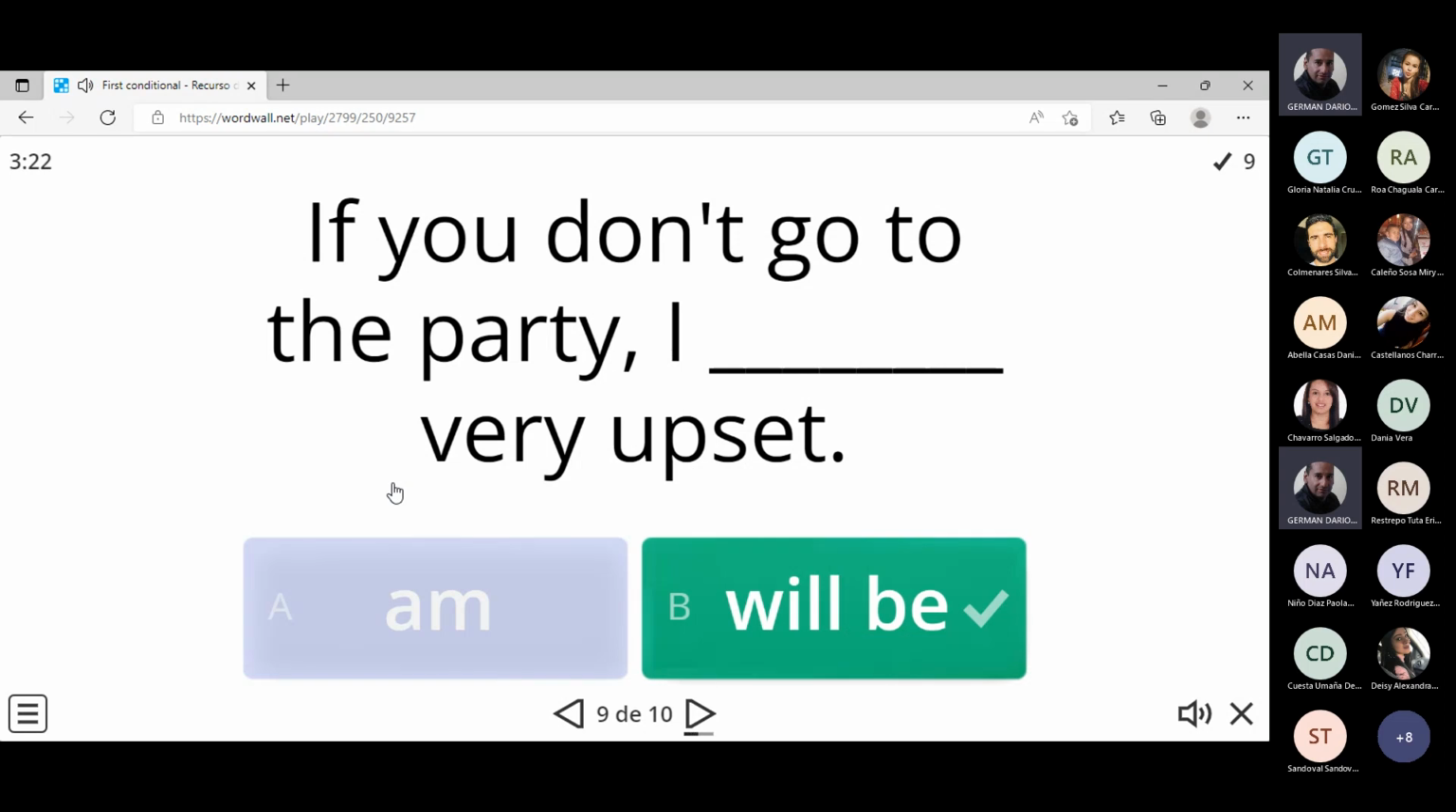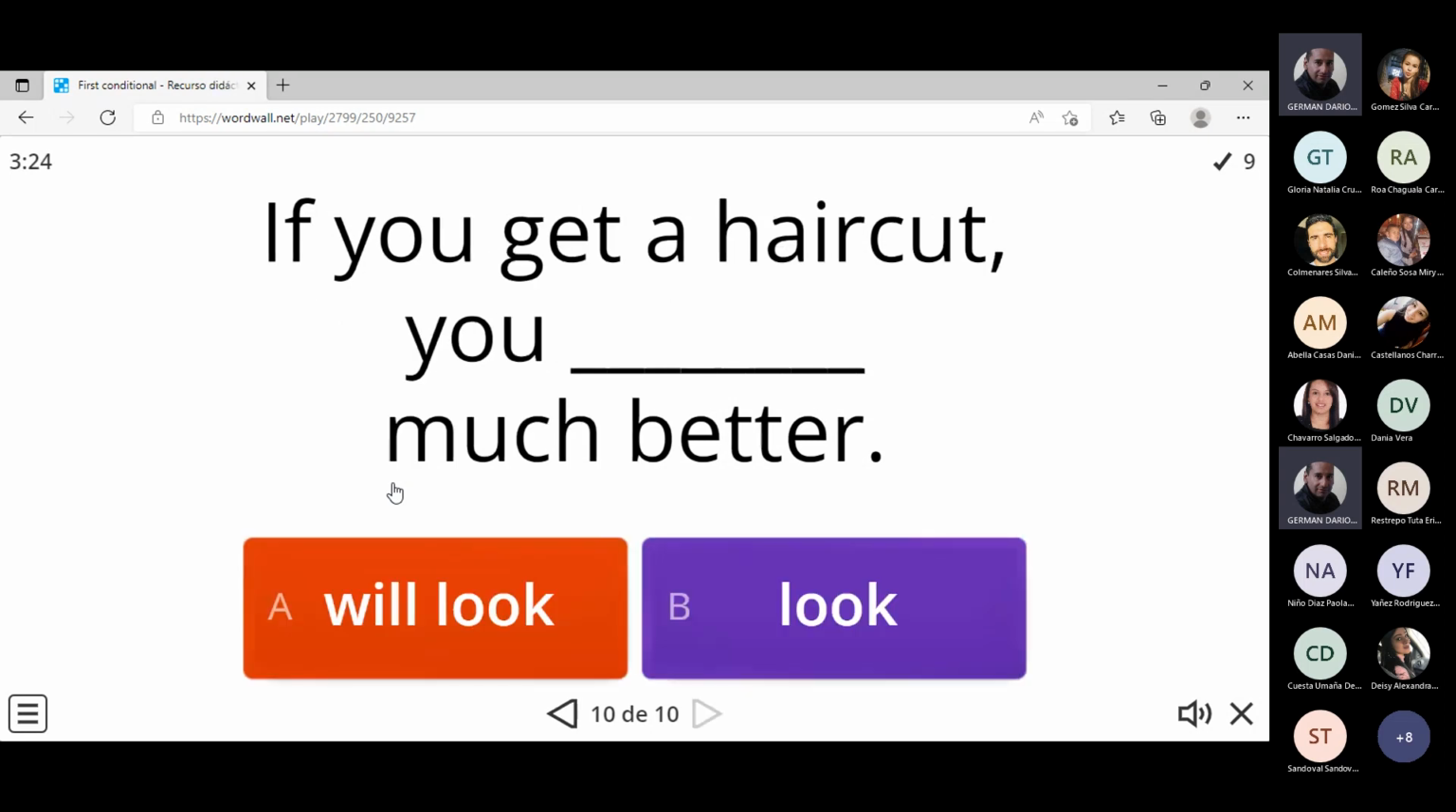Se van a salir porque no tomó asistencia. No, no se salgan, Daisy, no se salgan, Daisy. Acuérdense que me toca pasar reporte de asistencia.